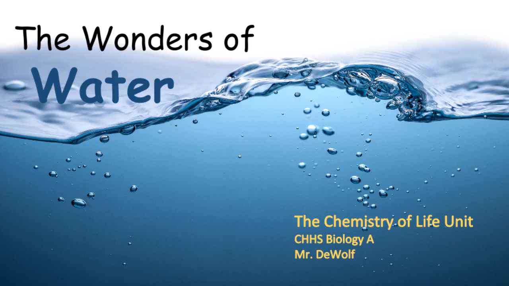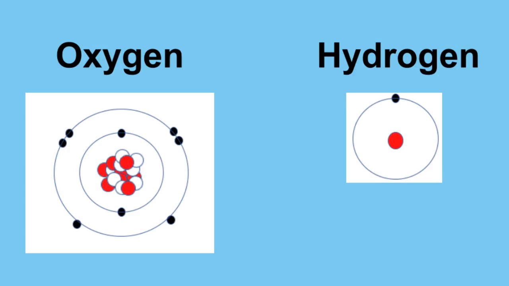Water has many unique properties. These properties are a result of the structure of the water molecule. In this part of our unit, we will learn how these properties relate to the importance of liquid water for life. Oxygen atoms have 6 valence electrons.